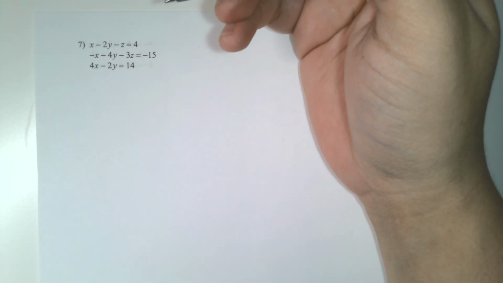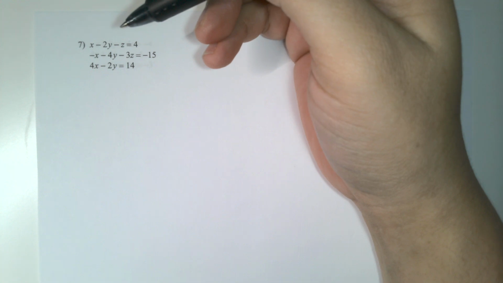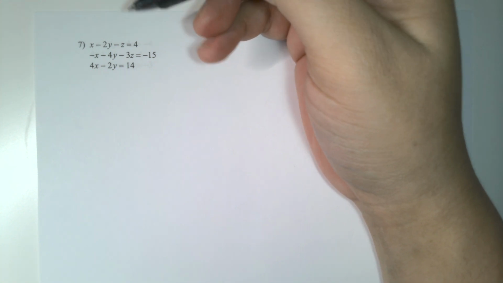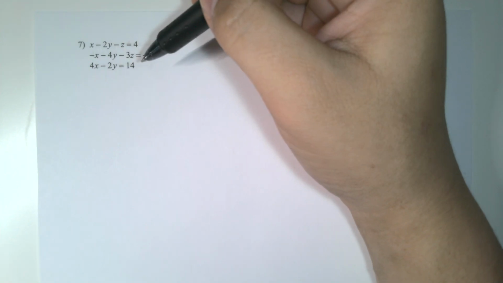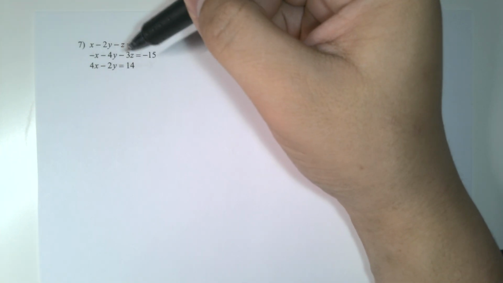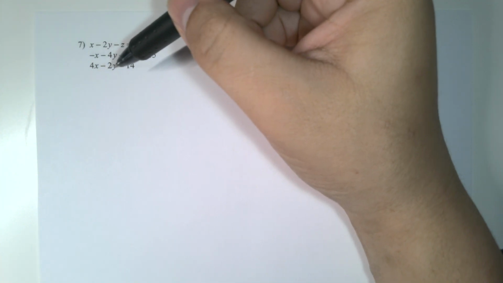Well, let's see. Easy variables to eliminate. I guess we can roll with x. Or better yet, let's roll with z. Because look, there's not even a z in the third equation. If we just eliminate z between equations 1 and 2, the second equation with just two variables is already done for us.